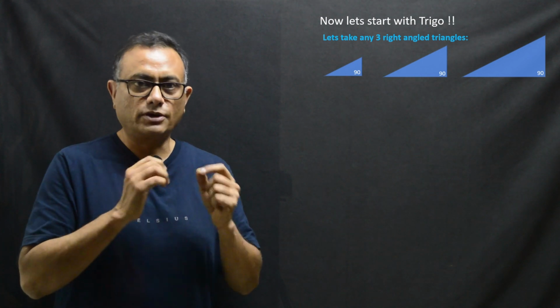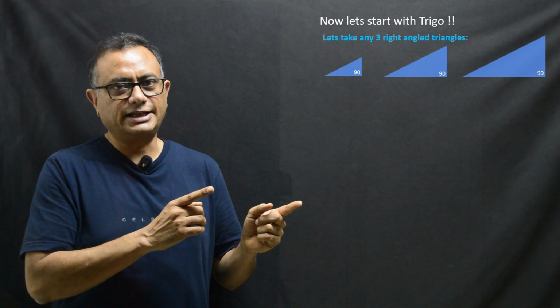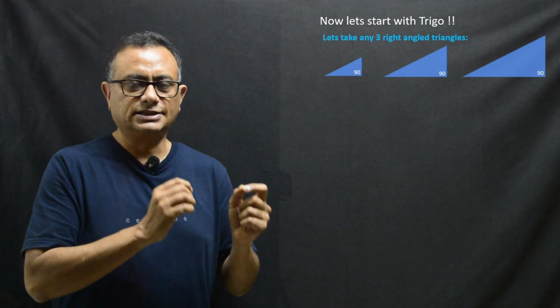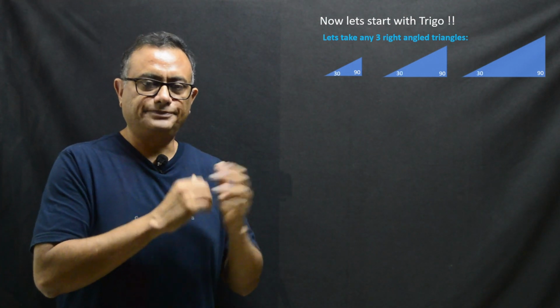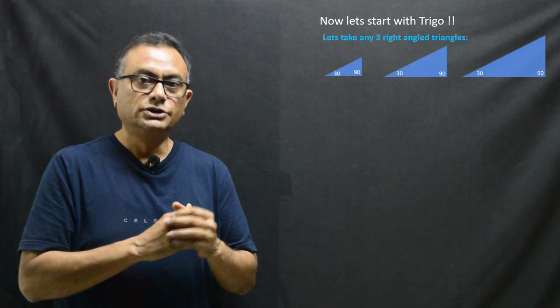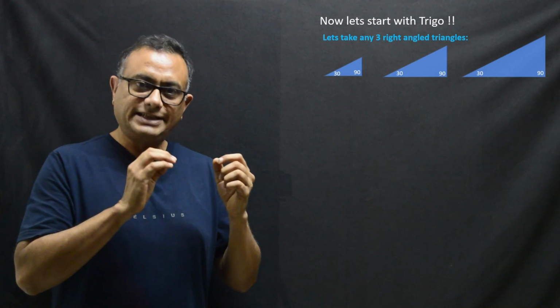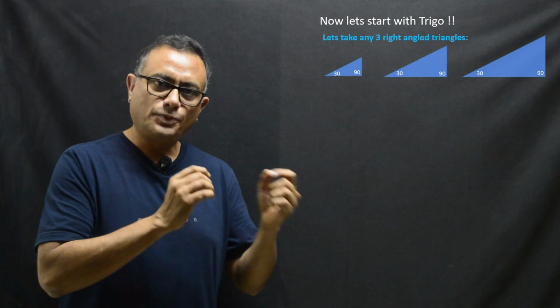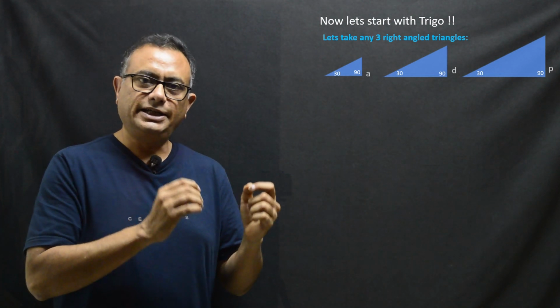We need one more angle to be the same. Okay, so let's assume that all the three right angles have 30 degrees as yet another angle which is same between them. So 30, 30, 30. Now what do we need to do? We need to identify the corresponding sides. So let's take the angle 30 and identify the opposite side to that. So those sides happen to be A, D and P.